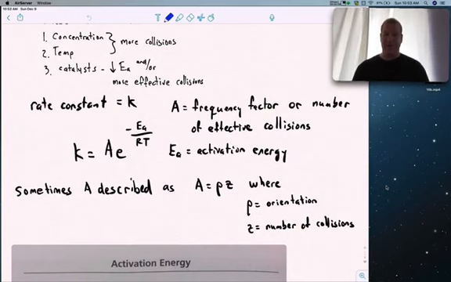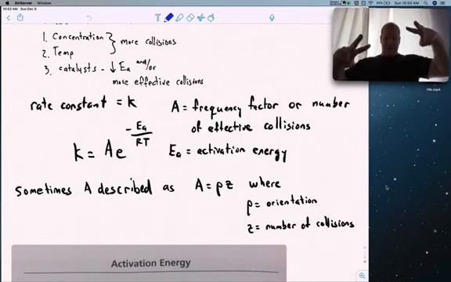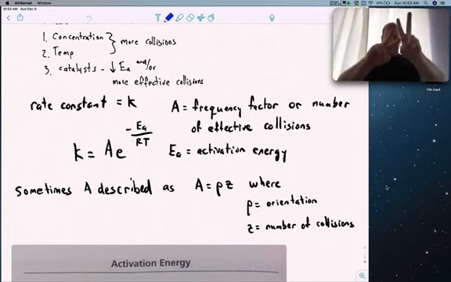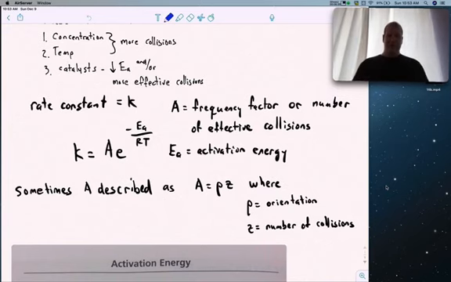So remember, not every collision is going to happen. It has to have the right orientation. Sometimes we describe A as a function of the orientation times the number of effective collisions. That's partially true because we've also found out that molecules like to dance. So this is something that we're still figuring out. We can see this experimentally, but the variables, this is known as a lump sum approximation, and we have a semi-empirical model based off of this.